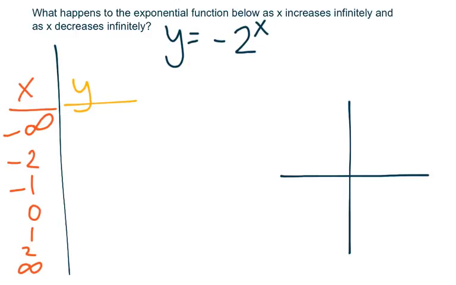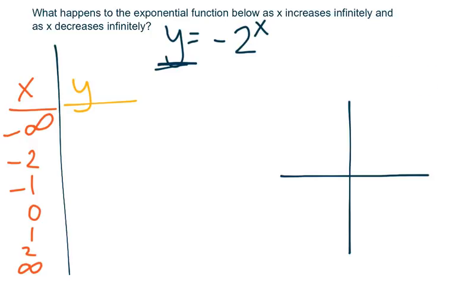What happens to the exponential function below as x increases infinitely and as x decreases infinitely? So we want to know what happens to the y values of this function. Basically, what is this function's graph going to look like as we go really, really high, infinitely positive in the x direction that way, or infinitely negative in the x direction that way? What's going to happen to this function? So let's take a look.